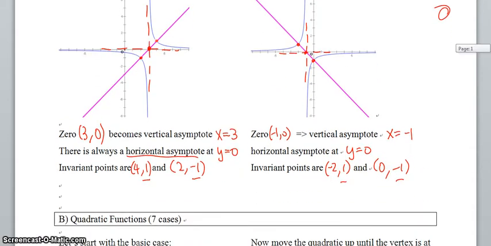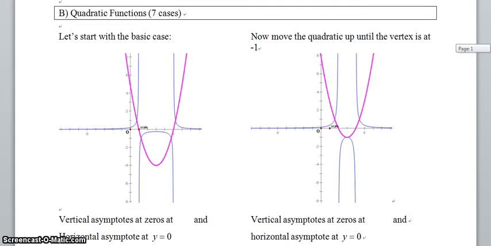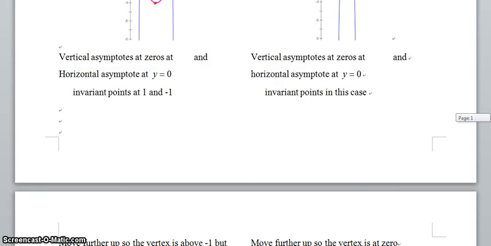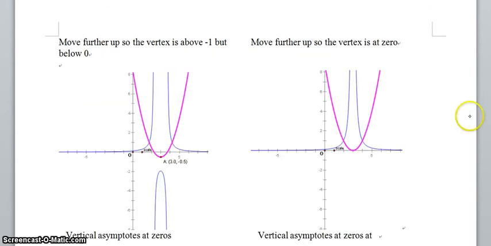Now let's move on to the reciprocal function. So it has 7 cases. So let's start with the basic graph. It looks like this, all right? And then we will continue to move the quadratic up until the vertex is at different locations. Here, the vertex is at (3, 4). Here it is at (3, 1), all right? And then we'll further move it up to be at (3, -1.5). As you see here, it will become negative 2 because when you flip negative 1.5 it becomes negative 2.